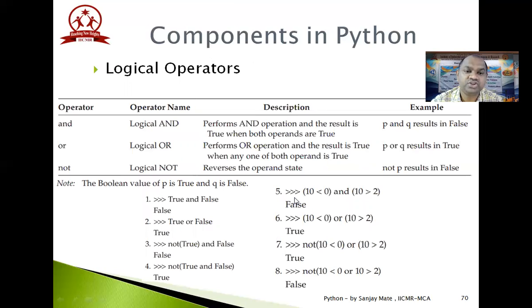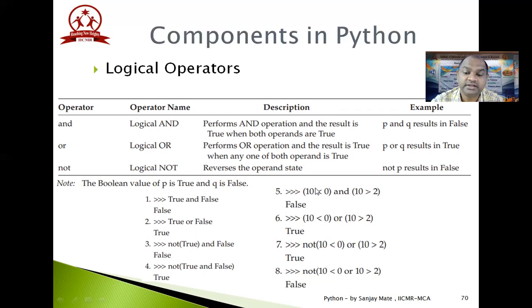Next is the logical operator. Logical operators are the operators that express relations: and, or, and not. If you want to check that two conditions are both true, in that case we go for the and. Whenever we want this or this, in that case we go for the or. And not is a negation operator, that is, it reverses the state.